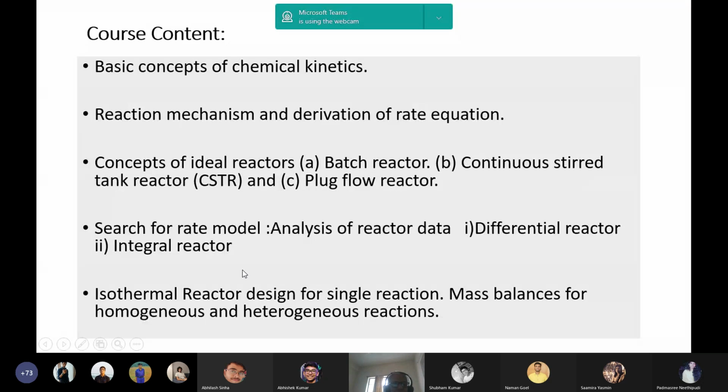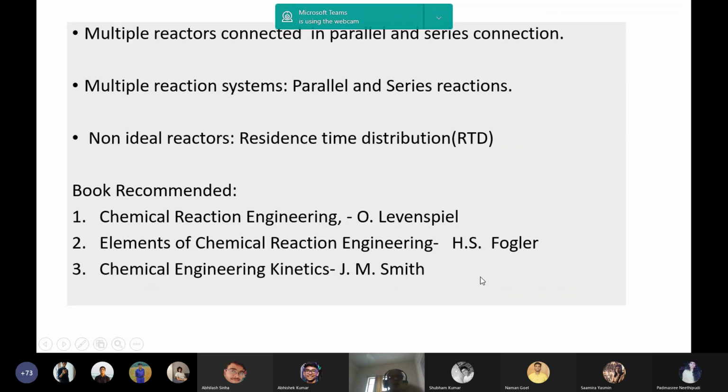Based on the differential and integral reactor, we can analyze the rate model. This will be discussed in chapter 4, and in chapter 5, different reactor designs will be discussed, and their mass balance. Mass balances are required for the reactor design. Multiple reactors connected in parallel or series connections is the next chapter, the 6th. 7th, multiple reaction systems. That is, reactions may be parallel, series, of different types.